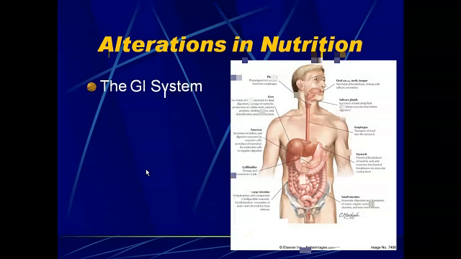Signs and symptoms of GI dysfunction. You have anorexia, which is the lack of desire to eat even though the appropriate stimulation is in place. In other words, you've got good-looking food in front of you, but you just don't have any inclination to eat.